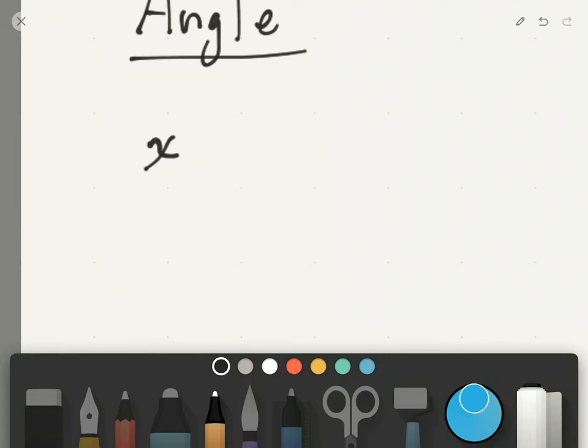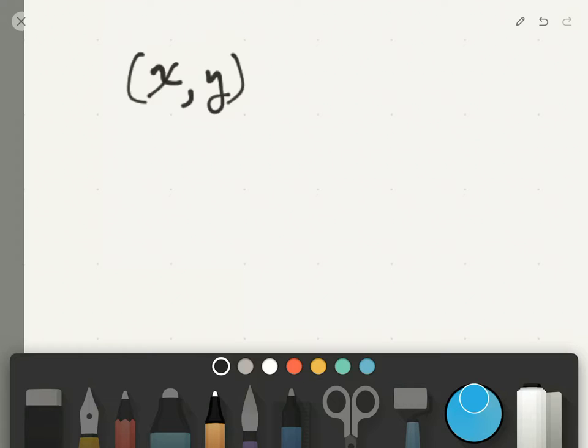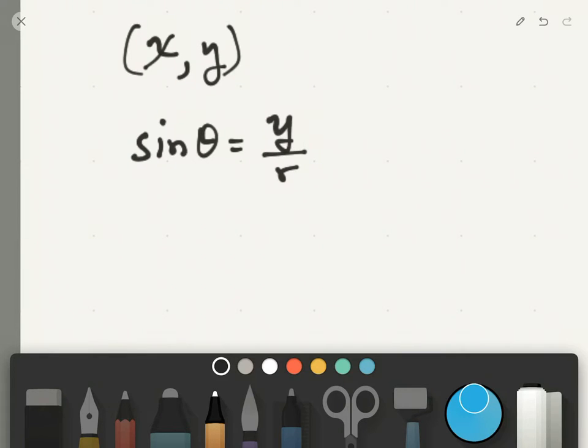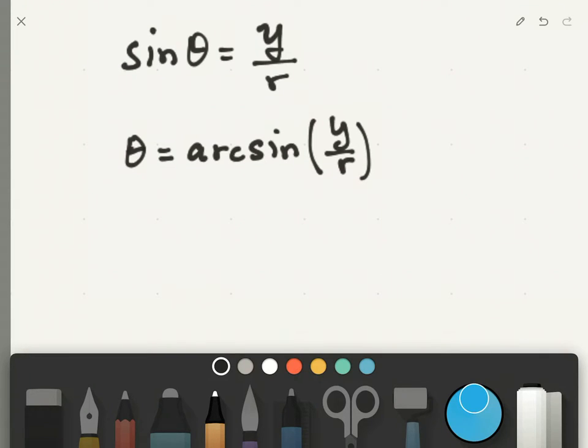So if you know x and y, that means that we can use x and y to determine sine of theta, which is just y over r. And if we have sine of theta, we can find the angle using this function. It's called the arc sine of y over r.